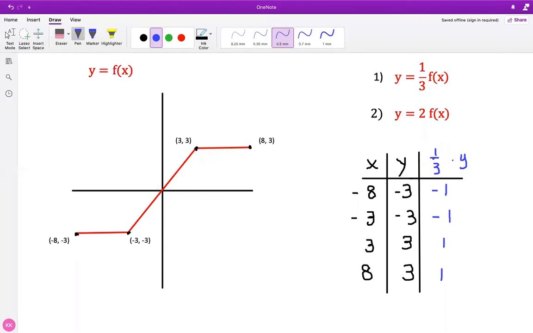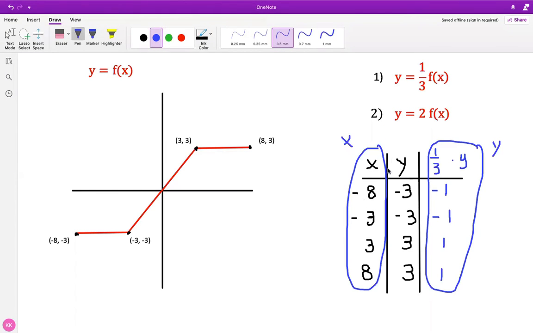If I multiply 1 over 3 for every y value, this is the new y coordinate I get for the first function, y equals 1 over 3 f of x. So we have -1, -1, 1, and 1. This is my new y coordinate. I don't change the x coordinate when we are dealing with the a factor's value. Next I'm using this information to plot the function y equals 1 over 3 f of x. This is my x coordinate, and this is my new y coordinate.